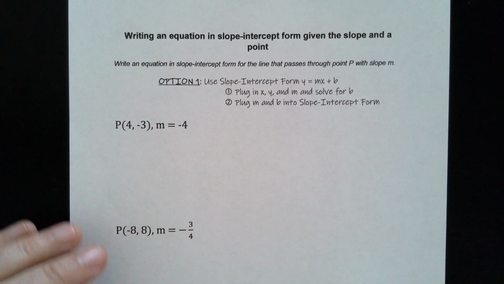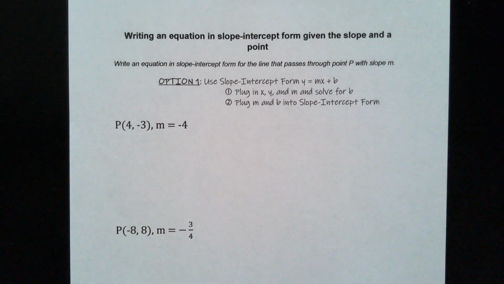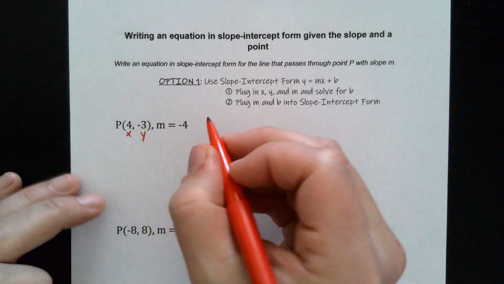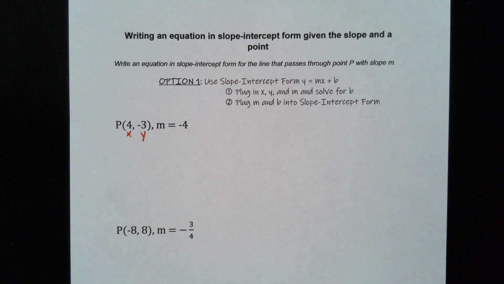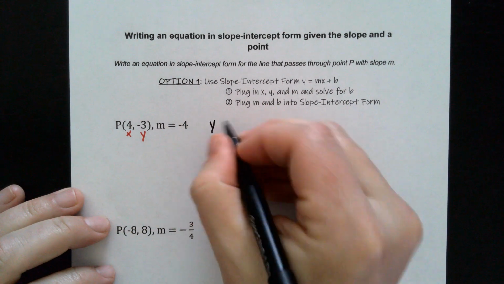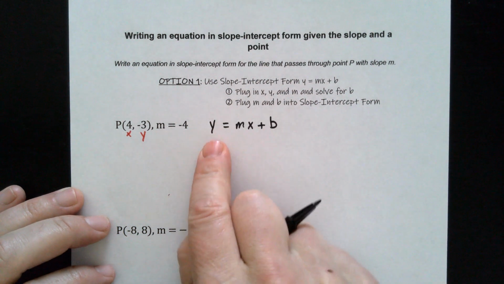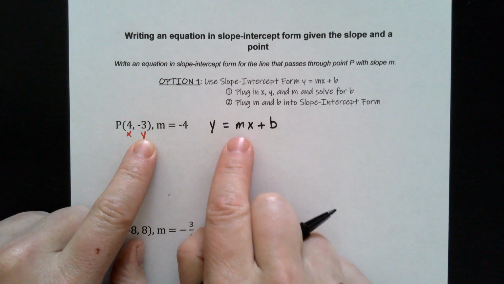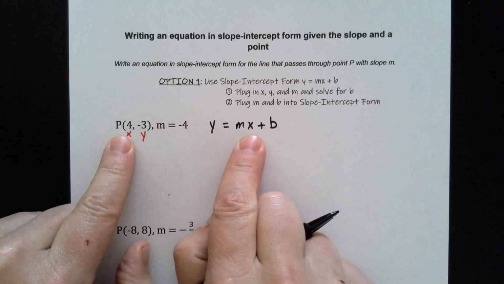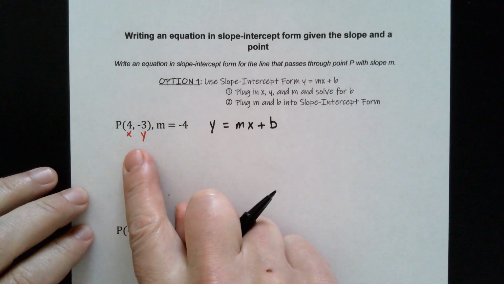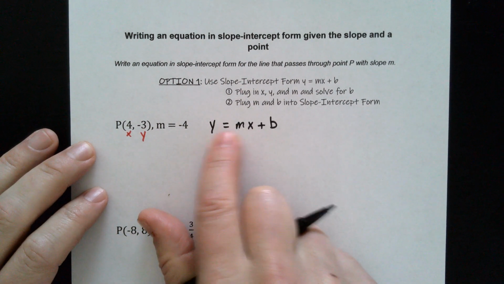So what I mean by that, this is our x, this is our y, and this is our m. So in the formula, y is equal to mx plus b. We know what y is, we know what m is, we know what x is. The only thing we don't know is this b. So we can use this point and this slope, plug in here and solve for b.